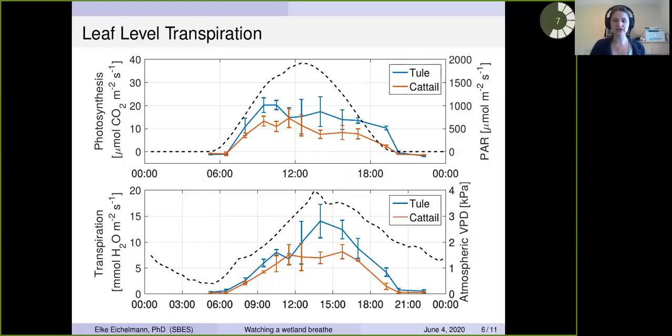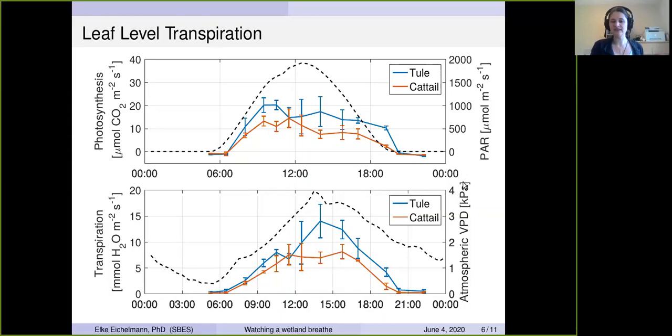And so showing a little bit of data now. This is the leaf level measurements, just as an example. In the top panel, we have the carbon exchange, so the photosynthetic carbon uptake shown here for the two different species. And then in the bottom panel is the water exchange. So that's the water loss from the same leaves. And so this shows a diurnal cycle, starting at midnight, going to midnight.